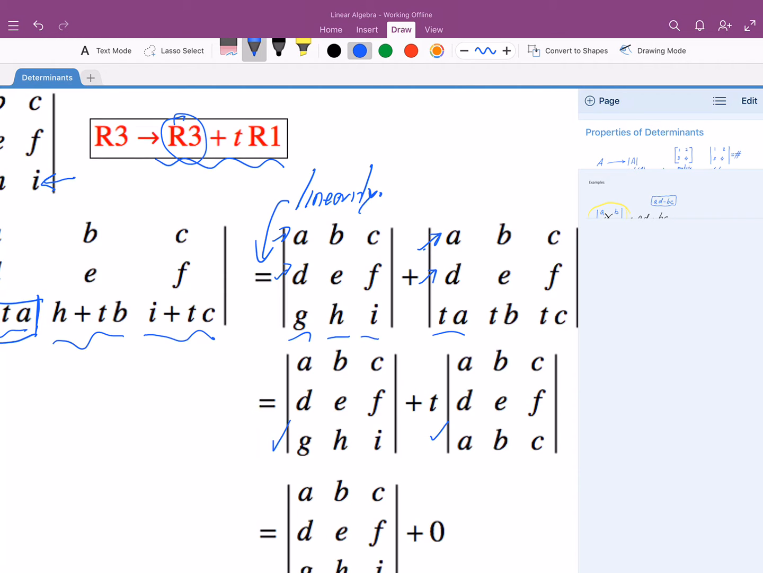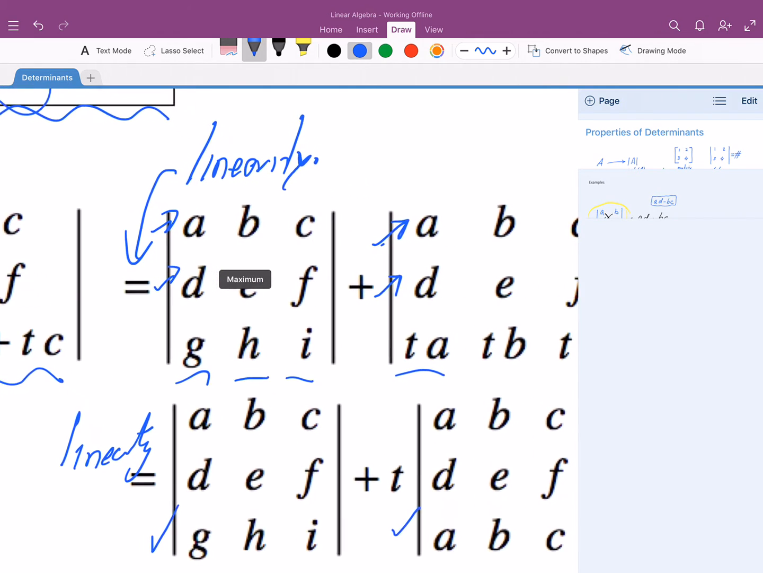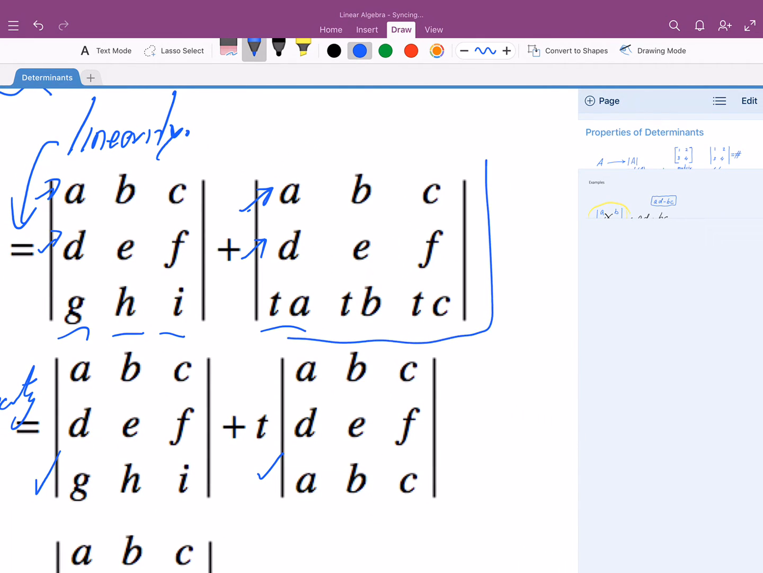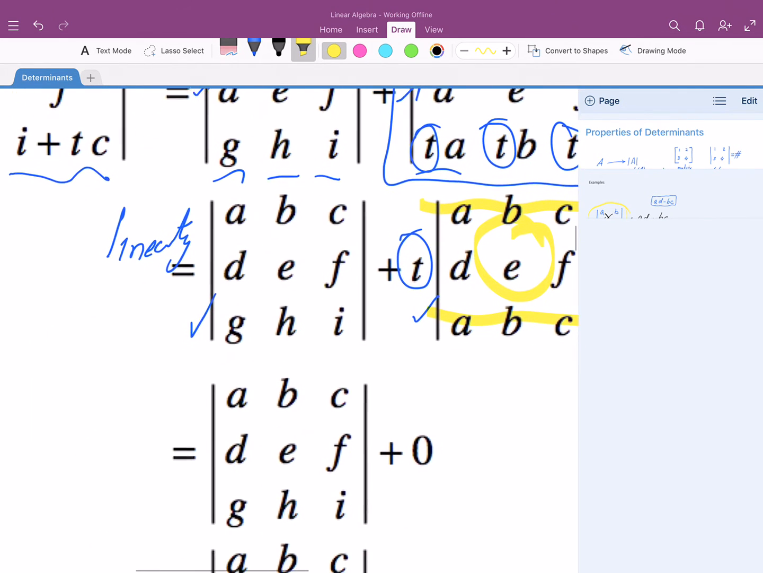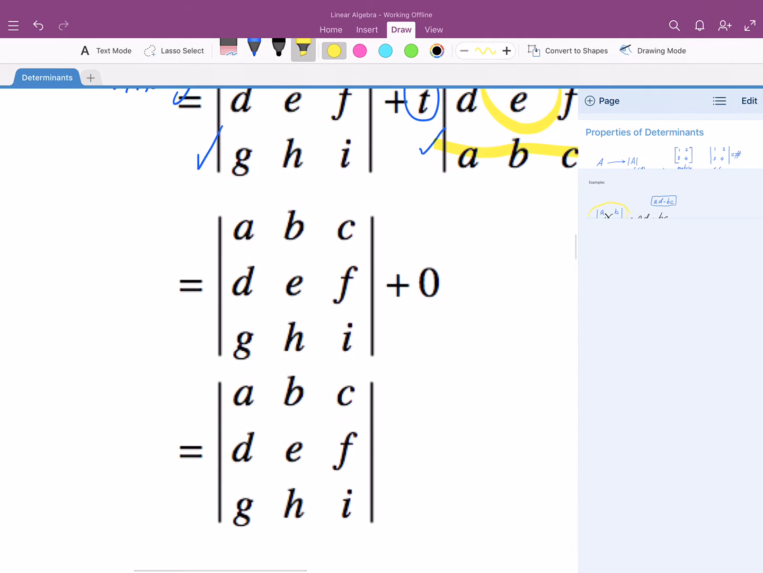In this next step we're using linearity again, on this determinant, where we're factoring out t, using the scalar version of linearity. Now what do you notice? When we do that, you notice something interesting. The first and third rows are the same, so the determinant of this second matrix is 0. And so what survives is the first determinant, and there you go. We got the original matrix back.